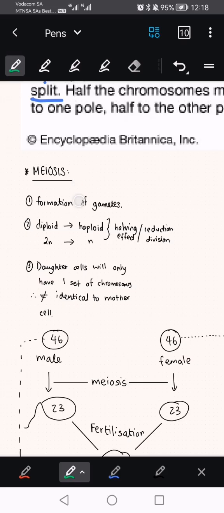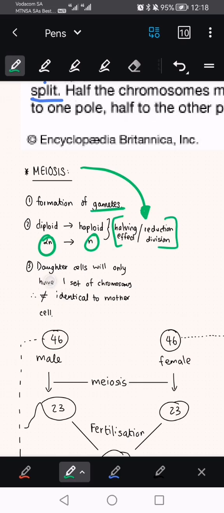Now if we're going to look at meiosis, the main difference between mitosis and meiosis is that mitosis deals with body cells and meiosis deals with sex cells or gametes. The formation of gametes, where we're going from diploid to N. This is the halving effect, reduction division. Meiosis is also known as reduction division because there is a halving effect happening. We're going from 46 to 23, from 4 to 2, from 8 to 4, from 6 to 3, from 16 to 8.